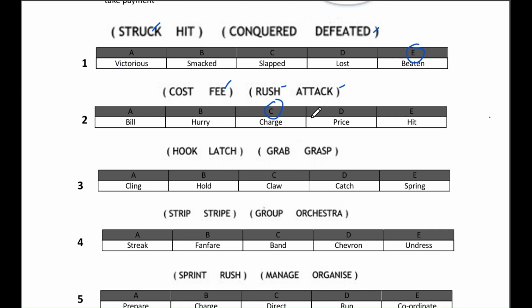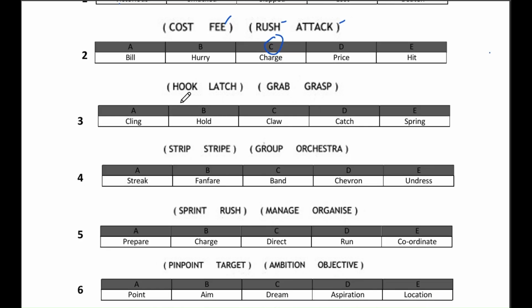Question number 3. Okay, on to question number 3, where we see the pairs, hook, latch, and grab, grasp. We're looking for the word that works with both. Our options are A, cling, B, hold, C, claw, D, catch, or E, spring. The correct answer is D, catch. You can catch or latch something, and catch also means to grab or grasp something.